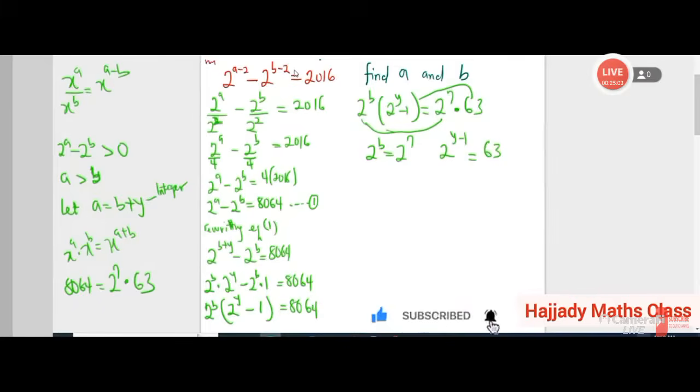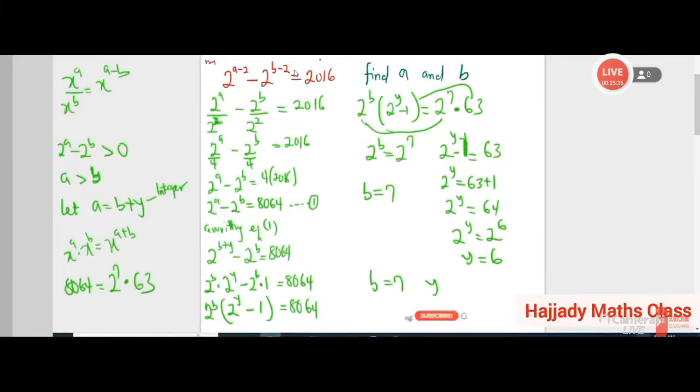From equality of base, I have that b equals 7. And 2 raised to power y equals 63 plus 1, so 2 raised to power y is the same as 64, which is also 2 raised to power 6. Here I can say y equals 6. Now I have b equals 7 and y equals 6.